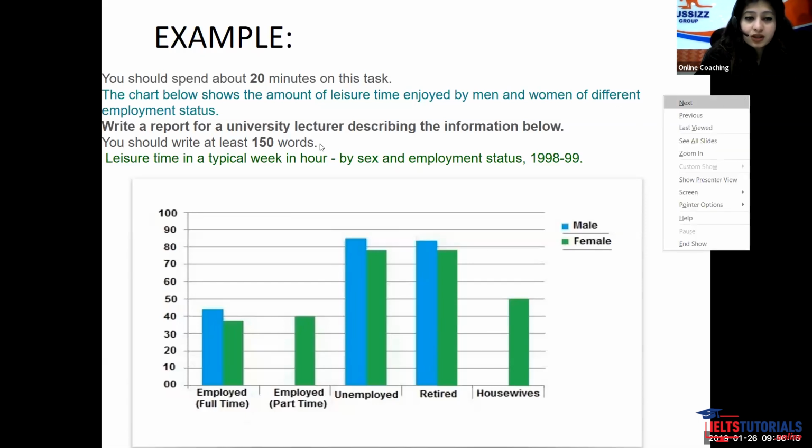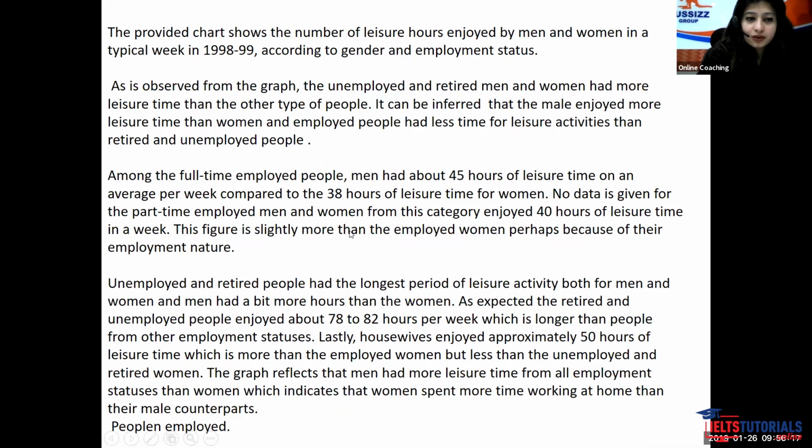Among the full-time employed people, men had about 40 hours of leisure time on average per week compared to 38 hours for women. No data is given for part-time employed men and women from this category, who enjoyed 40 hours of leisure time in a week. This figure is slightly more than employed women, perhaps because of their employment nature. Again, did you see I've compared? Here is again a comparison that is done.